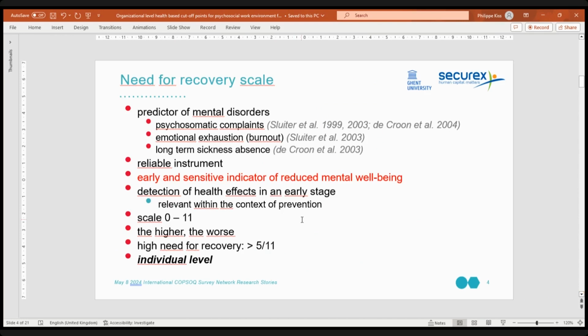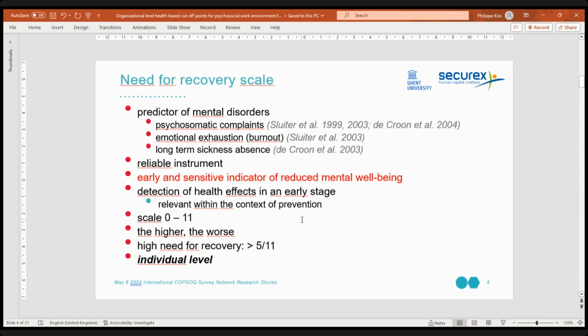If sustained, this will lead to illness, but at a certain point, you are not ill. So if we assess the need for recovery, we detect health effects in a very early stage before people get sick. Within the context of prevention, this is a very relevant parameter.